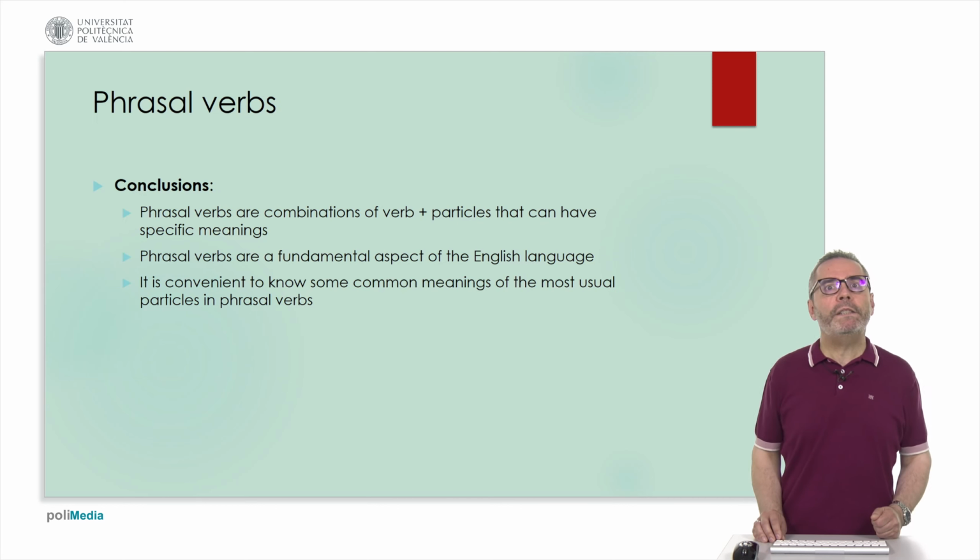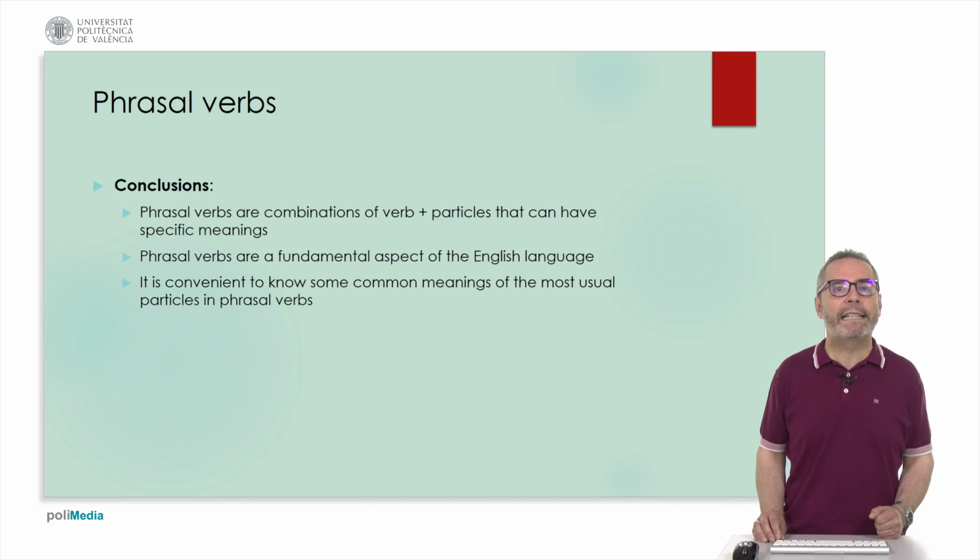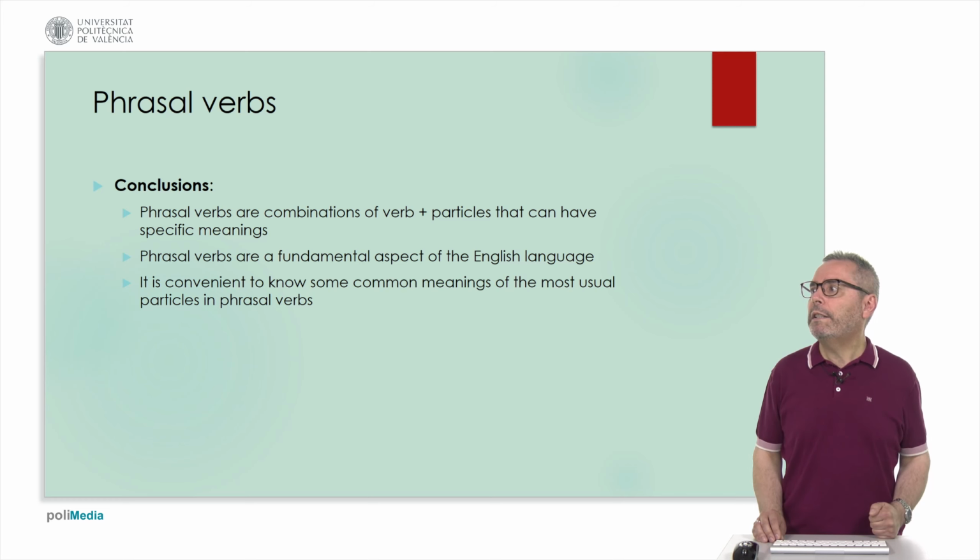In conclusion, phrasal verbs, which are very important in English, are combinations of verb plus particles that can have specific meanings and specific structures or patterns. Phrasal verbs are also a fundamental aspect of the language that are very usual and that must be understood by students and learners. It is also convenient to know some common meanings of the most usual particles associated with phrasal verbs.